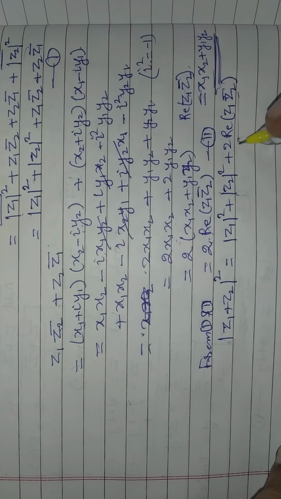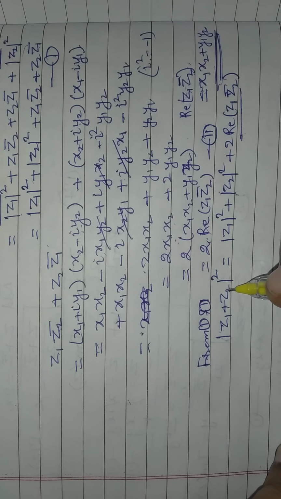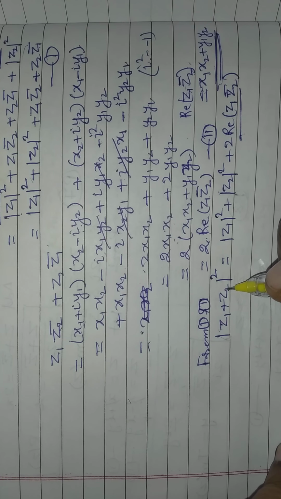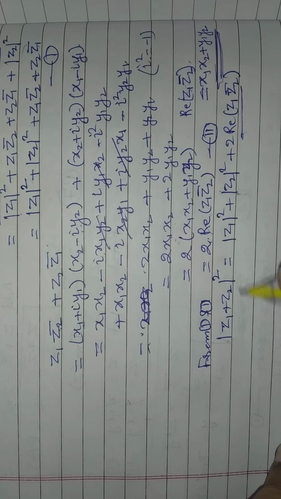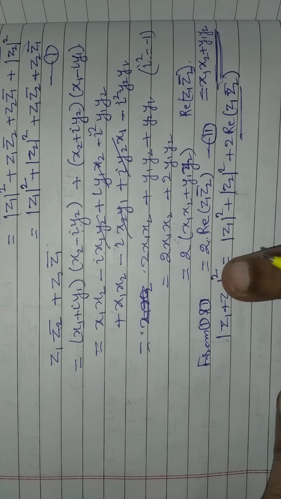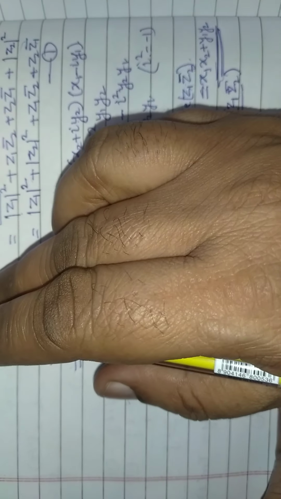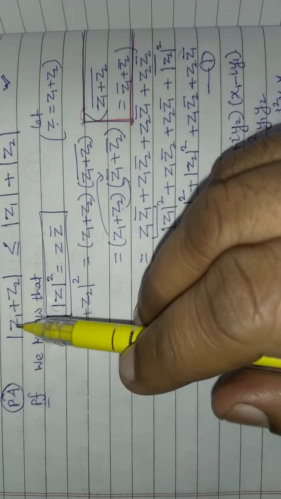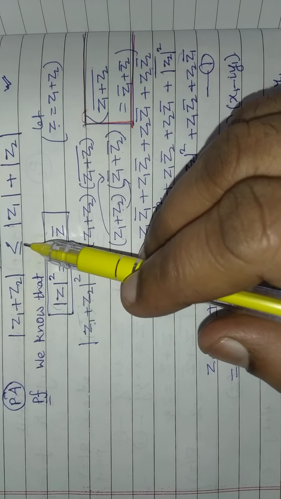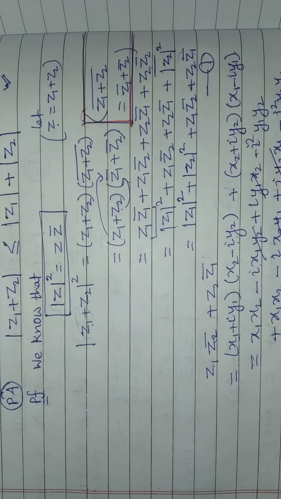So this is positive, this is positive, so we can write this is equal to, this is square over here, and here we have to prove that the modulus of z1 plus z2 is less than or equal to modulus of z1 plus modulus of z2.